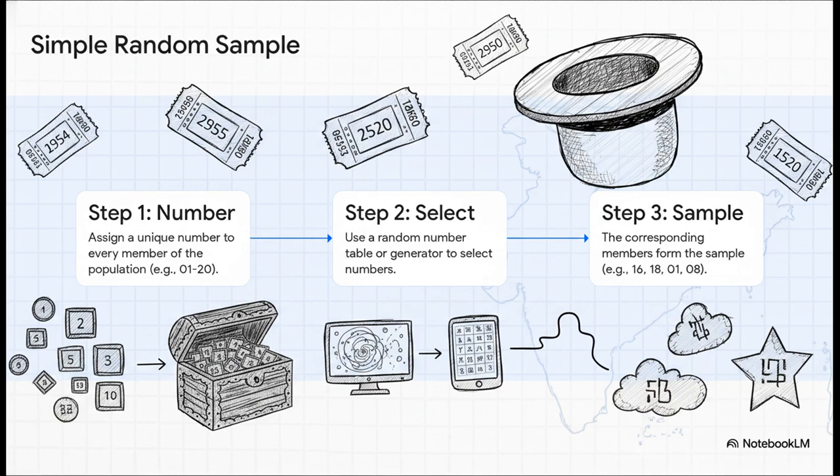First, you need a list of every single member of the population, and you give each one a unique number. Then, you use some kind of pure chance mechanism. A random number generator on a computer is perfect to pick your numbers. And that's it. Whichever numbers pop up, the corresponding members become your sample. No judgment, no convenience, just pure, unadulterated chance.